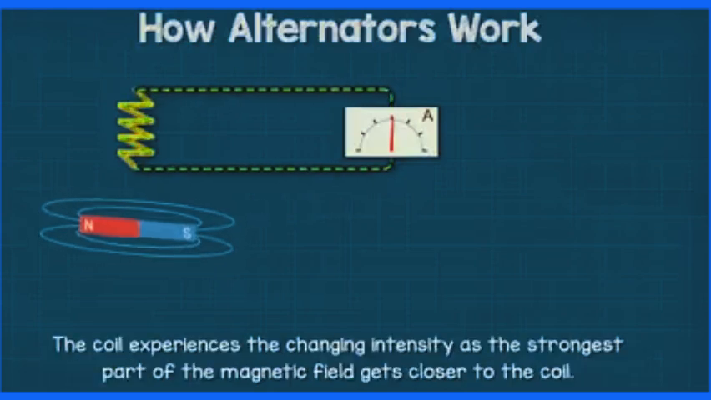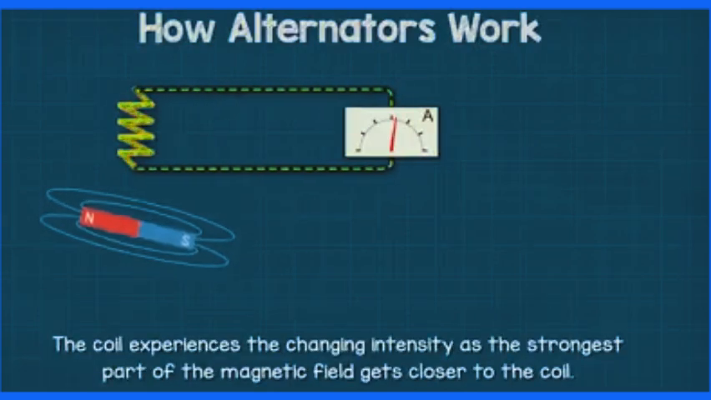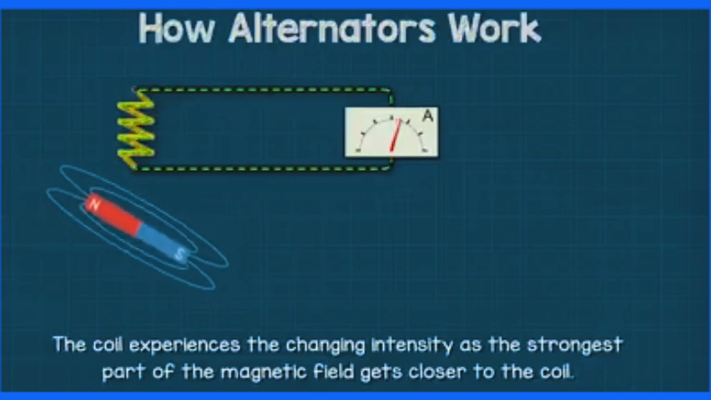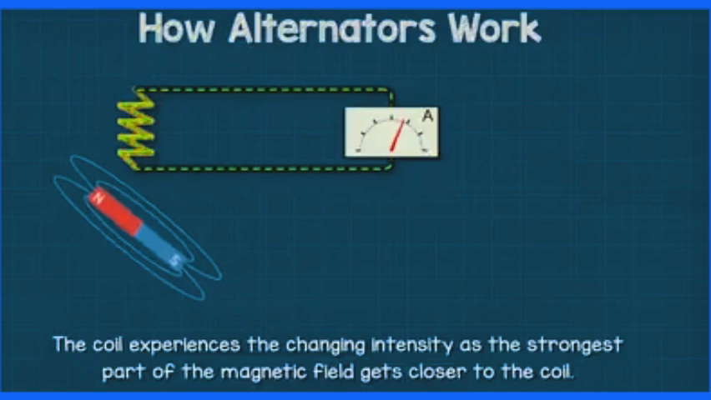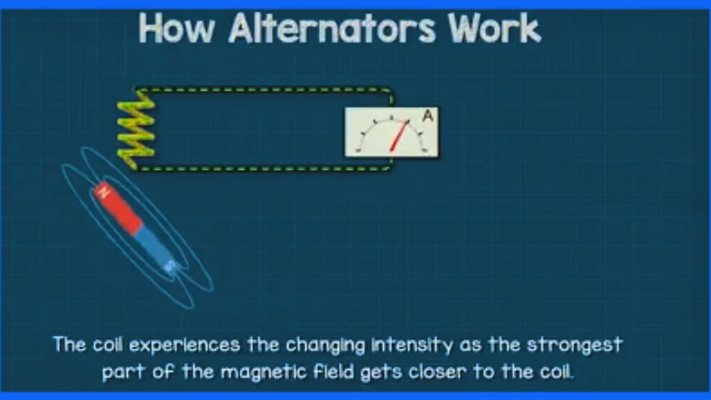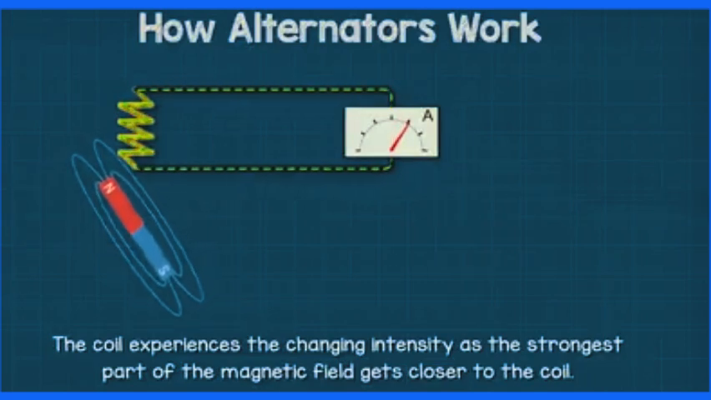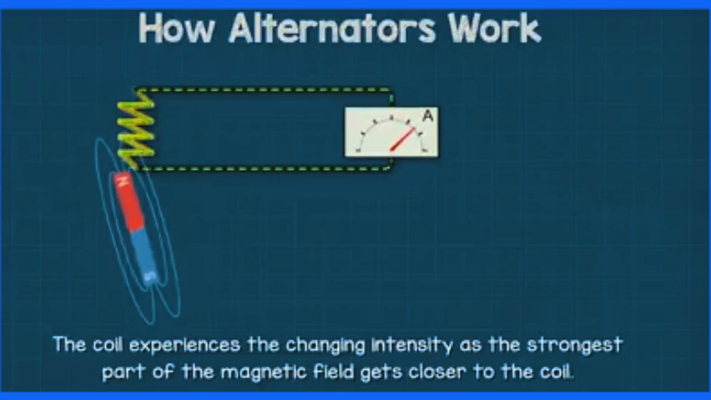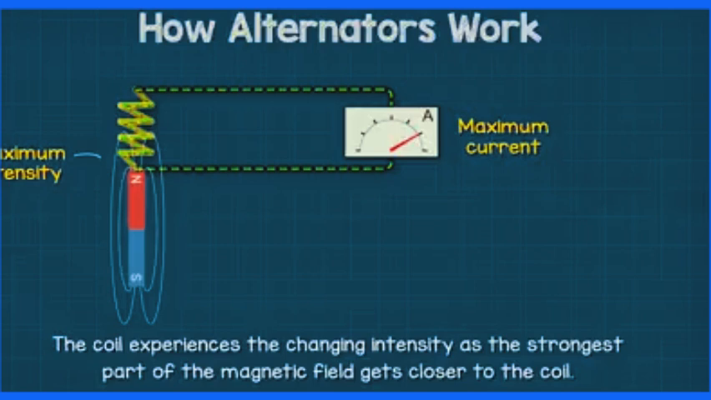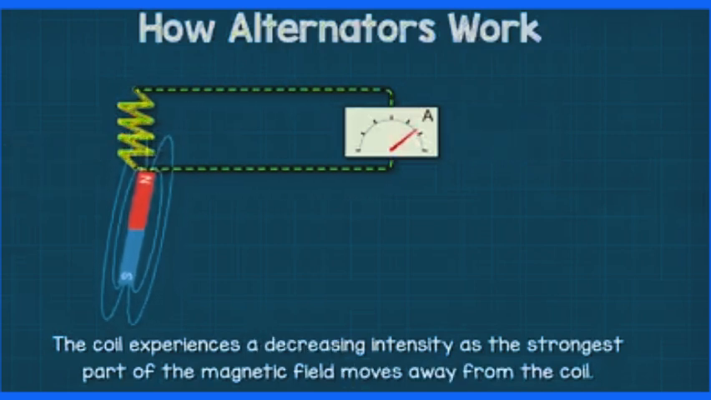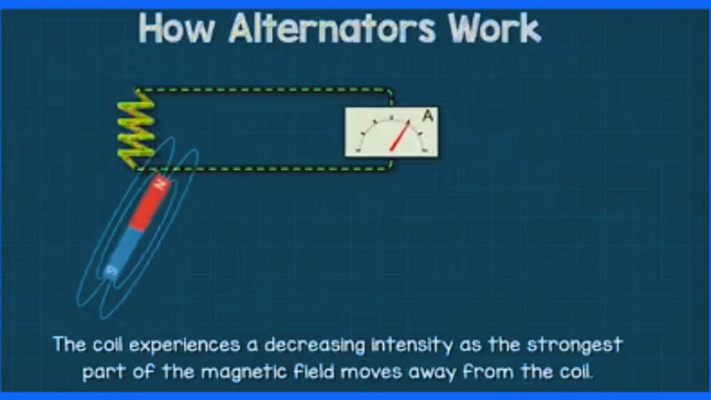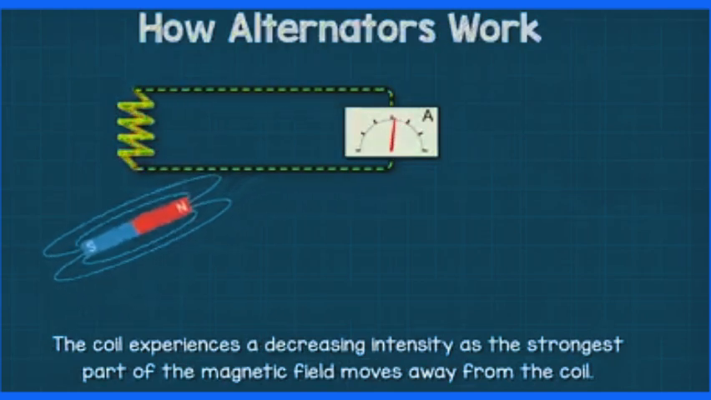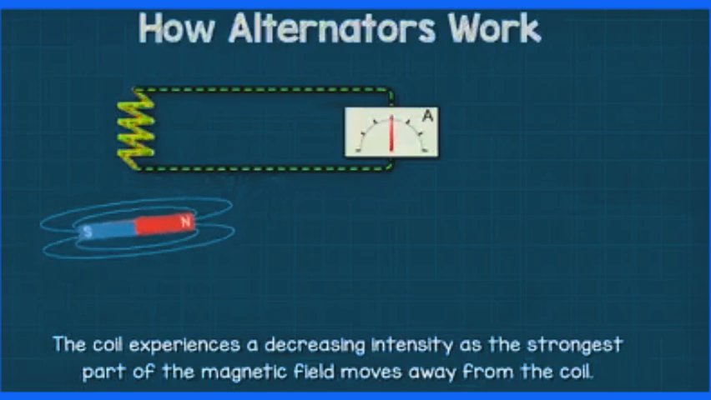But as the magnet starts to rotate, the strongest part of the magnetic field gets closer and closer to the coil. The coil experiences a changing intensity of the magnetic field. This will cause more and more electrons to be pushed forwards up until its maximum intensity. Then the magnet starts to move away from the coil, so the magnetic field begins to decrease, and so does the current of electrons until it reaches zero again.